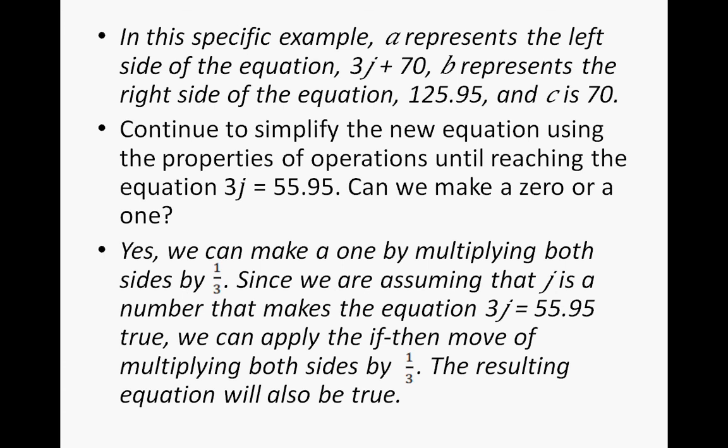Since we are assuming that J is a number, that makes the equation 3 times J equals 55.95 true. We can apply the if-then move of multiplying both sides by 1/3 or dividing both sides by 3, and the resulting equation will also be true.